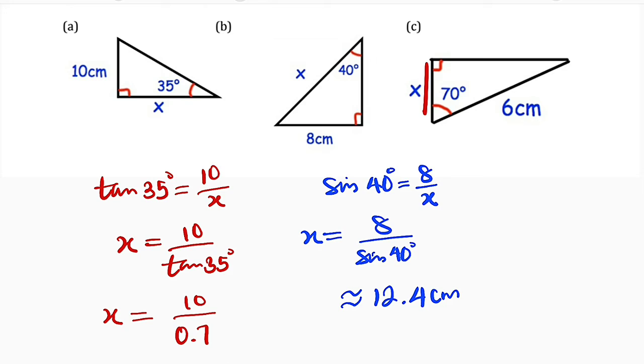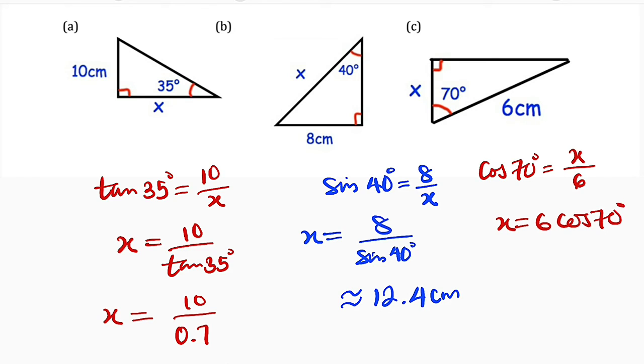is the adjacent side. What is the relationship? It is cosine. So we have cosine of 70 degrees equal to adjacent side divided by the hypotenuse, right, which is 6. So how can you make x the subject? By multiplying both sides by 6. Therefore x is equal to 6 multiplied by cosine of 70 degrees. So 6 multiplied by cosine of 70 degrees is approximately equal to 2.4 in 1 decimal place.